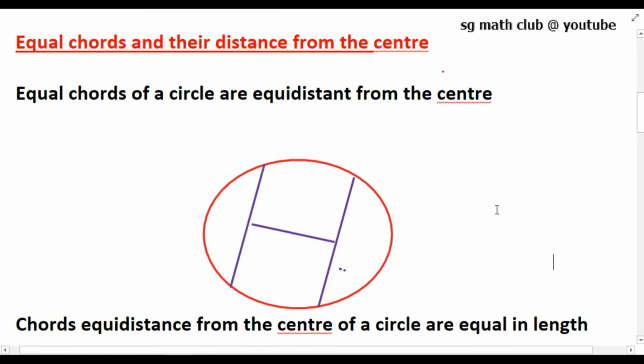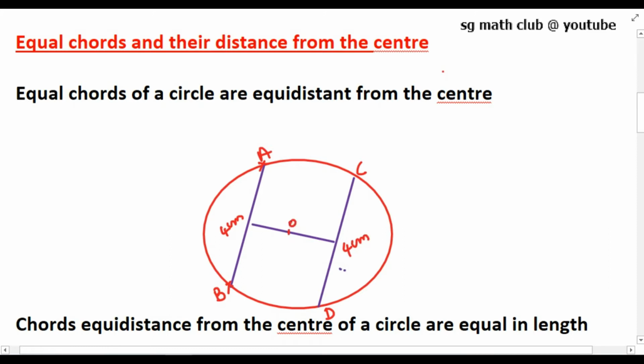Now next, equal chords and the distance from the center. We have already seen that equal chords subtend equal angle at the center. In the same way, equal chords are equidistant from the center. That means let AB and CD be two chords of the circle. Chord means the line segment joining any 2 points on the circle. So AB and CD are equal chords. That means they are of equal length. We can say it as 4 centimeter. These two are equal chords of the circle.